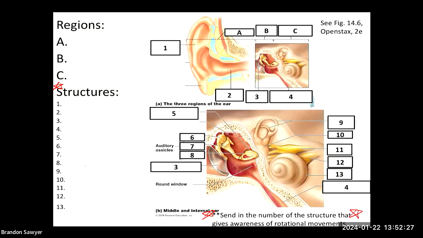Tympanic nerve. I think 3 is the tympanic membrane. Is that pharyngeos? So it connects your pharynx to your tympanic cavity. So it's pharyngotympanic. Pharynx is your throat.